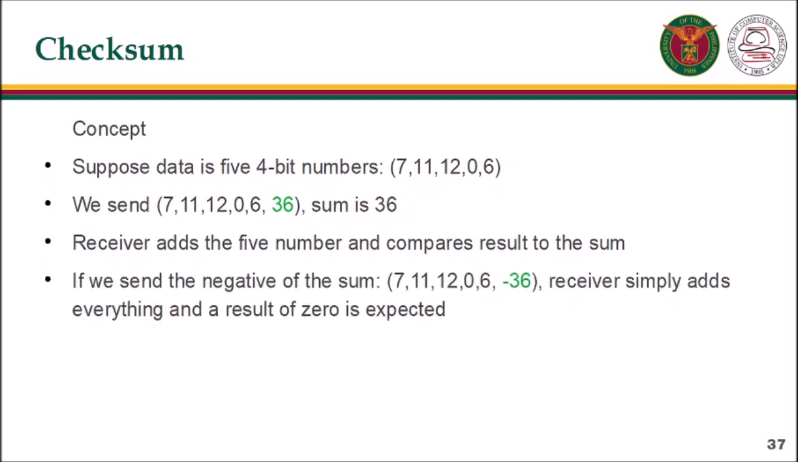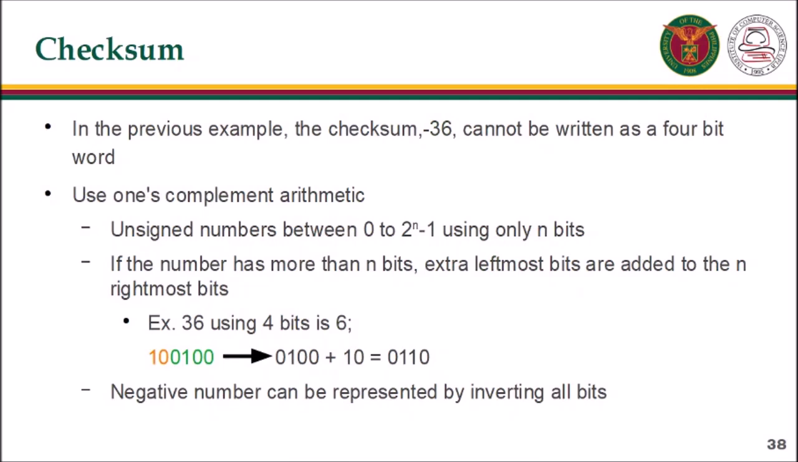If we send the negative of the sum, which is negative 36, the receiver simply adds everything and a result of 0 is expected. However, in the previous example, the checksum negative 36 cannot be written as a 4-bit word. We can use the ones complement arithmetic. In this arithmetic, we can represent unsigned numbers between 0 and 2^n minus 1 using only n bits. If the number has more than n bits, the extra leftmost bits are added to the n rightmost bits. For example, 36 using 4 bits is 6. A negative number can be represented by inverting all bits.